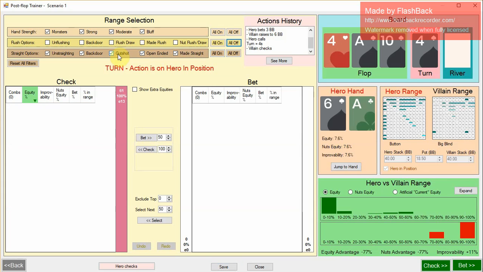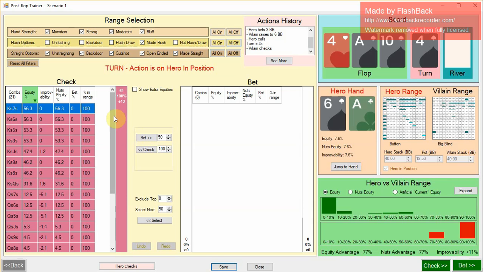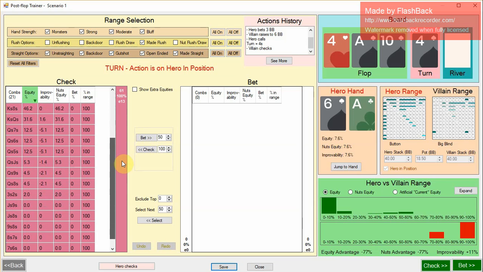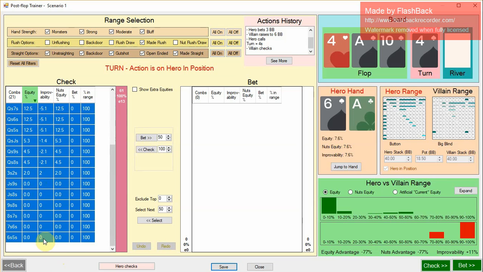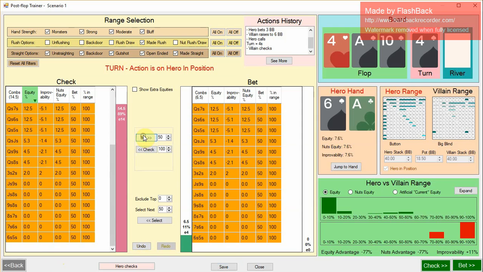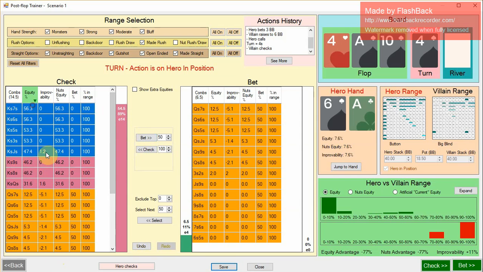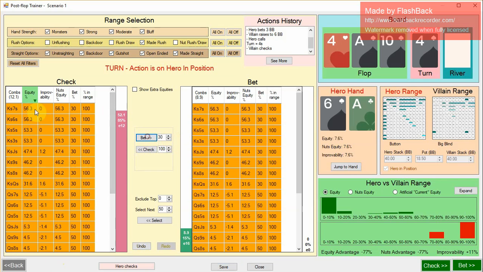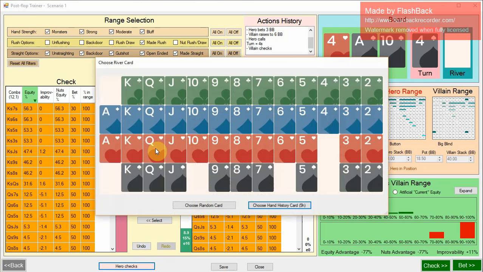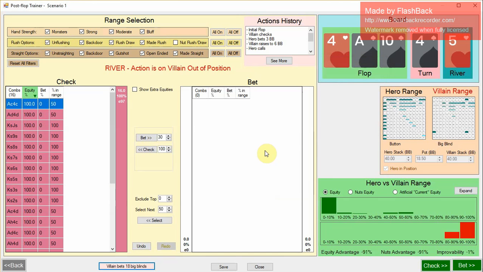So let's use the filters to show us all of our made flushes, which are these, and then let's have a look at all the hands that are not nut flushes. I think all of those we probably would bet, let's say 50% of the time. And maybe we take the king high flushes and we would bet them some proportion of the time, say 30% of the time. Okay, we take everything else forward via a check, which is what happened in reality. We now choose the river card, which in reality was the 5 of hearts, we can see from here.